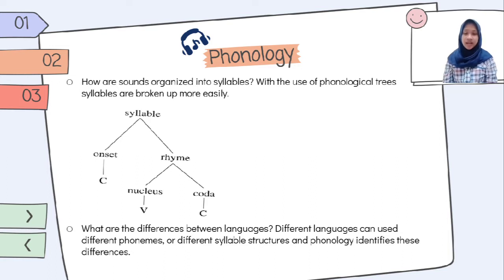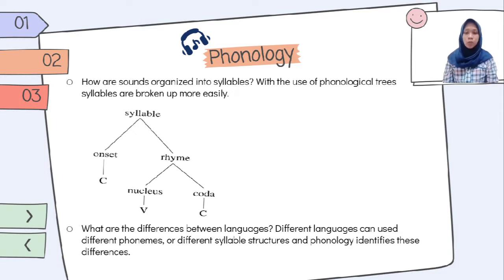Syllables are made up of a rhyme and an onset, any consonants before the rhyme. Then, the rhyme is made up of a nucleus, the vowel sound in the syllable, the key component of all syllables, and a coda, any consonants following the nucleus.